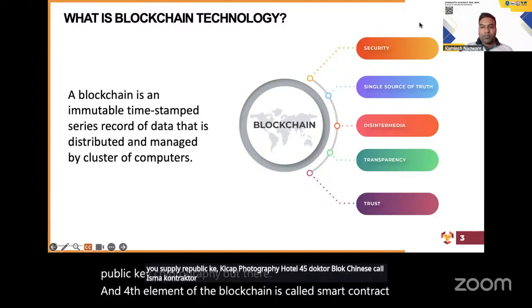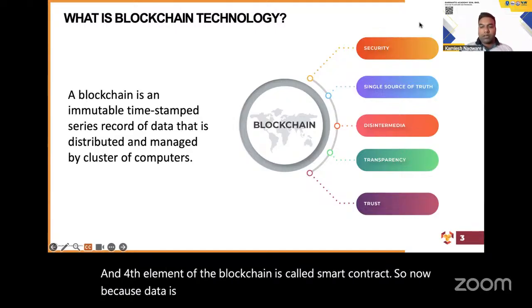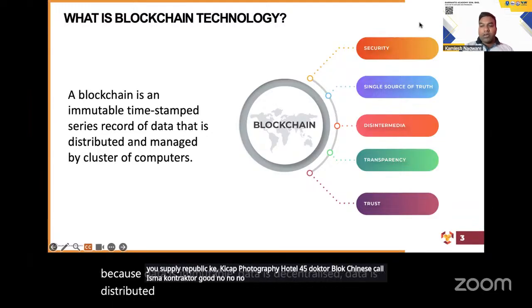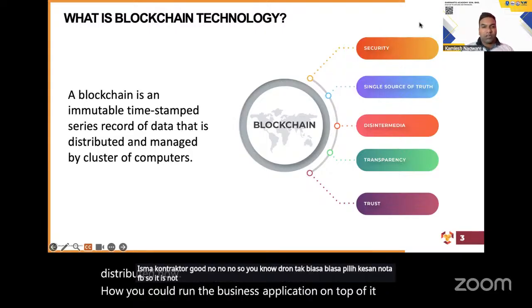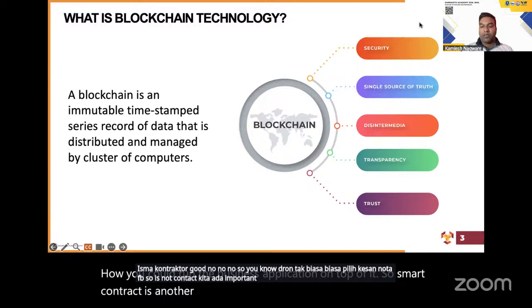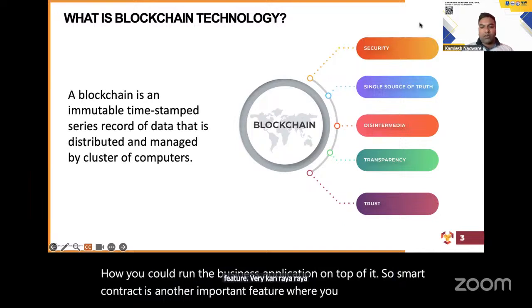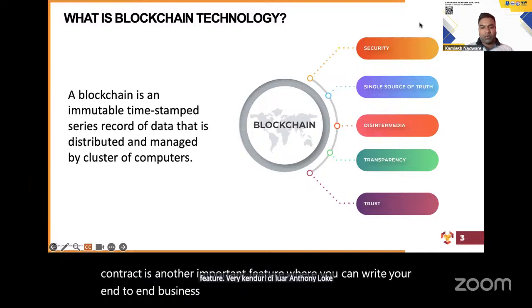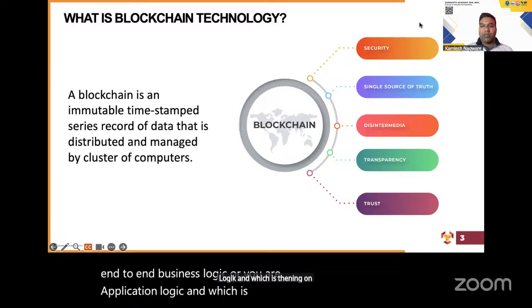Because data is immutable, decentralized and distributed, how can you run a business application on top of it? A smart contract is another important feature where you can write your end-to-end business logic or application logic, which runs on blockchain and executes independently.